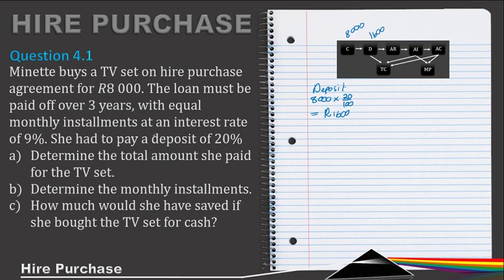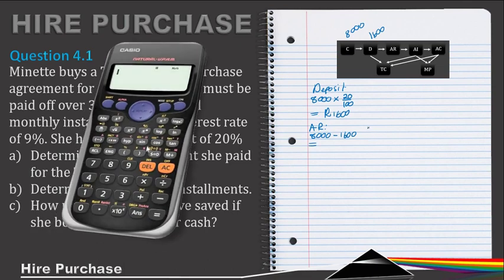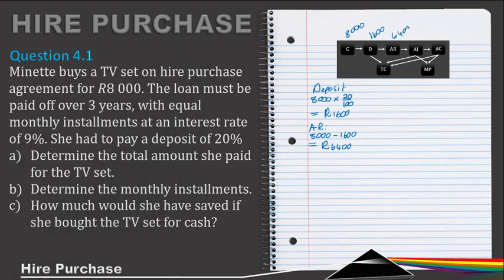Now the amount remaining after she paid her deposit is the original cost minus what she already paid, and then that would leave us with 8,000 minus 1,600 is 6,400. Right, so 6,400 is what she's going to pay over a period of 3 years, but we still first have to put interest on that.